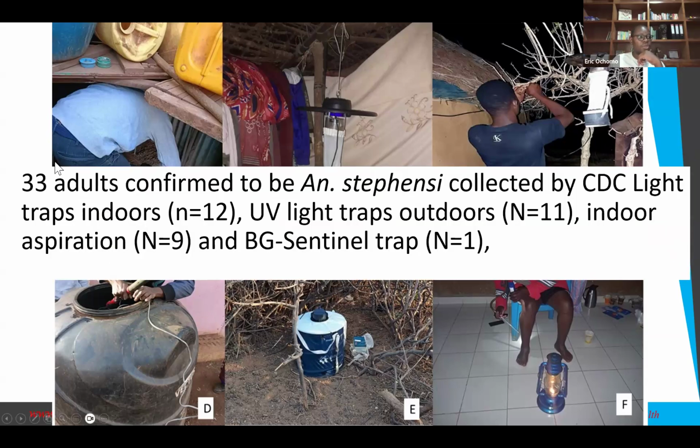we've been able to positively identify 33 adults using sequencing. Twelve of them were from the CDC light trap catches indoors, which is very surprising because I know a lot of the reports that we see are usually of Anopheles stephensi outdoors, and 11 were in UV light traps outdoors. So as far as our site is concerned, the light traps have done very well compared to the BG Sentinel, which has only so far collected one mosquito. We haven't had a chance to do BG Pro traps, but this is in plan, and I'll talk about that in a moment. But we've also found some of them indoors, just collected using aspiration.